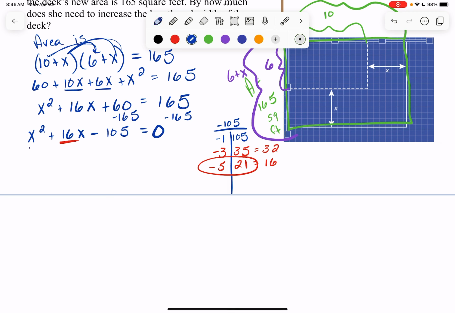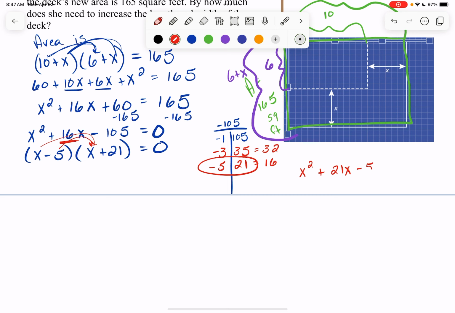So x minus 5 and x plus 21 equals 0. Now I'm going to distribute that off to the side here. x times x is x squared. x times 21 is 21x. Negative 5 times x, negative 5x. Negative 5 times 21, negative 105. Put together my middle terms. There are so many checks along the way to make sure that you did it right. I really love factoring quadratics because you can check it, like, does it really multiply to give me what I hope it does?